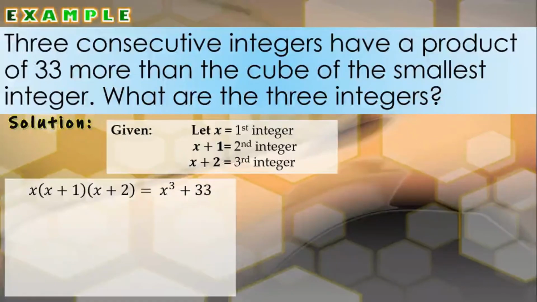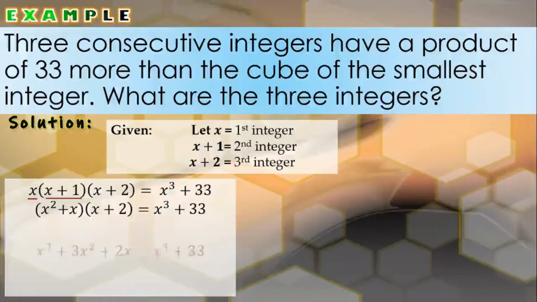So, x times x plus 1 times x plus 2. Kasi nga ito ay product. And then that would be equal to x cubed plus 33. Now, saan galing yung plus? Kasi nga, sabi sa problem, more than the cube of the smallest integer. So, ang smallest natin is yung x. Okay? Now, if we will multiply all those terms, okay, x times x plus 1, then that will become x squared plus x. And then bring down x plus 2, and then bring down x cubed plus 33.